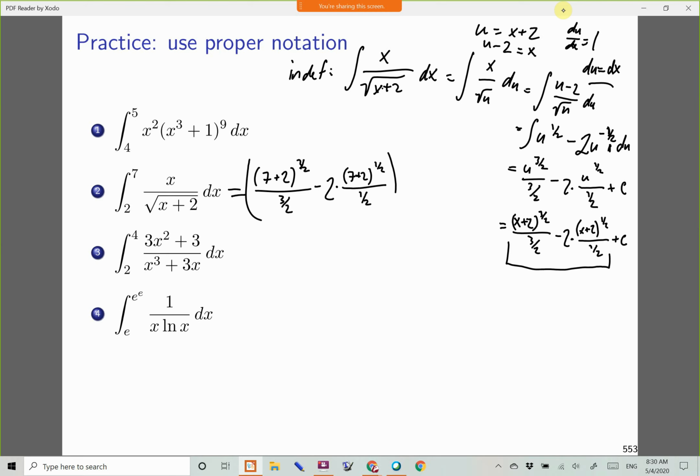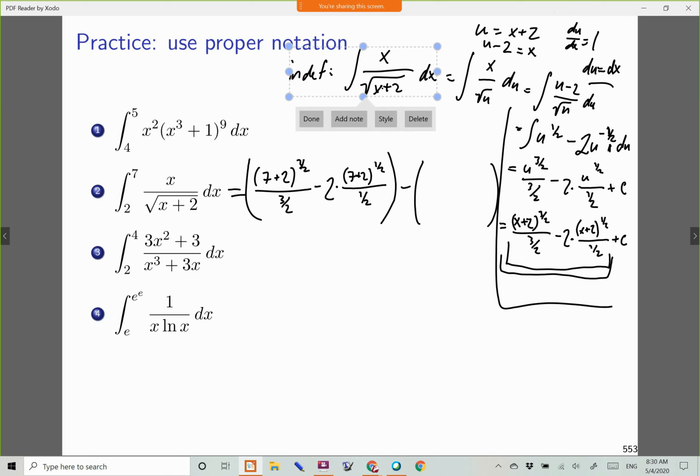Okay, so that was taking this underlined text over here and plugging in 7 for the x's first. And now we need to take that same hunk of text and plug in 2 for x next. So 2 plus 2 raised to the 3/2 over 3/2 minus 2 times 2 plus 2 raised to the 1/2 over 1/2.